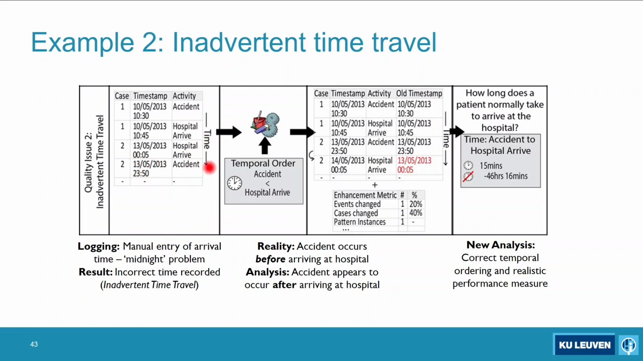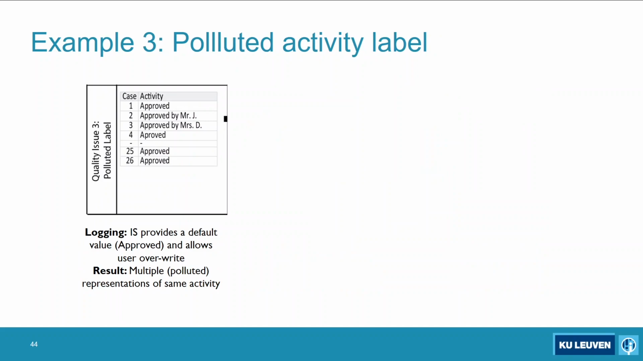That means you can find quite interesting patterns, quite interesting things for a discovery technique to pick up. Or if you start to report performance analysis, how do you work with these things? Will you start to average over negative throughput or sojourn times? Another problem is activity label pollution. That's especially a problematic issue.